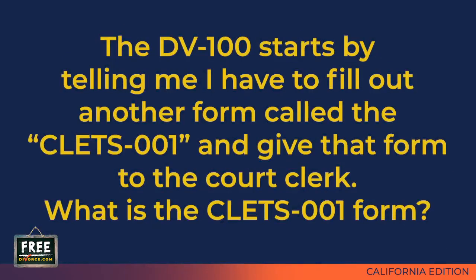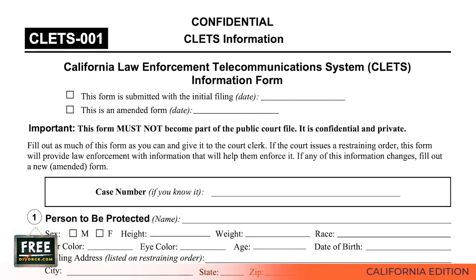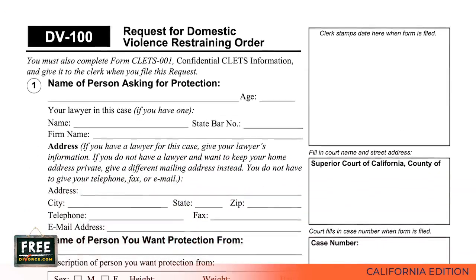The DV100 starts by telling me I have to fill out another form called a CLETS 001 and give that form to the court clerk. What is the CLETS 001 form? I'll explain about the CLETS 001 form in the next video. In this video, we are focusing on the DV100 form.